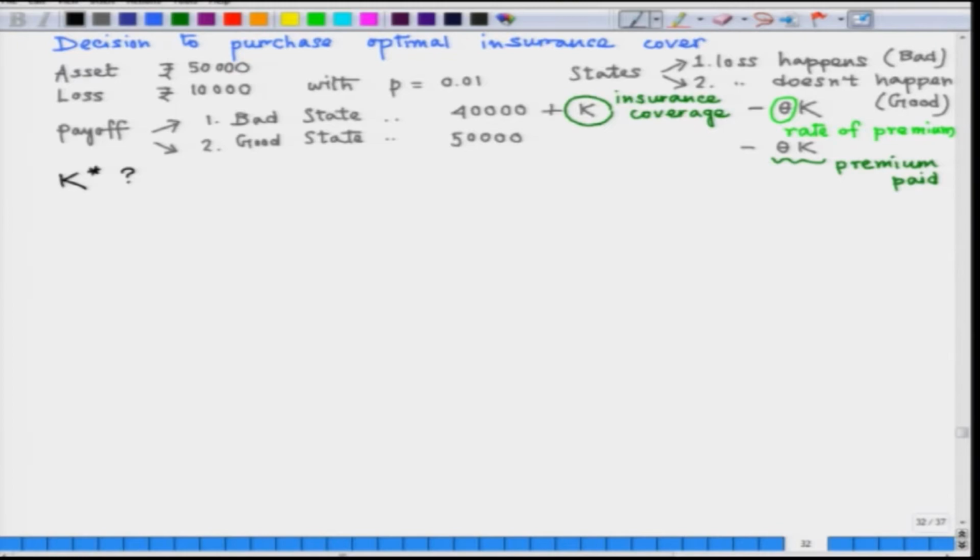To find the optimal value of K, we are again going to go back to our basics. So, how does a consumer choose an optimal consumption bundle? The consumer actually finds the tangency point between the budget line and the indifference curve, so that the first order condition for utility maximization is satisfied. Here also we are going back to the basics and we are going to follow the same principle to find the value of optimal K. Let us see how the consumer solves this puzzle.